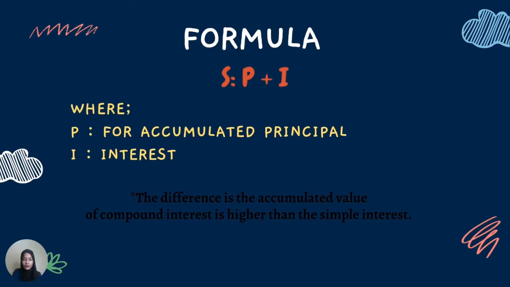So the formula for the compound interest is P plus I, where P is the accumulated principal and I is interest. The difference between compound interest and simple interest is that the accumulated value of the compound interest is higher than the simple interest.